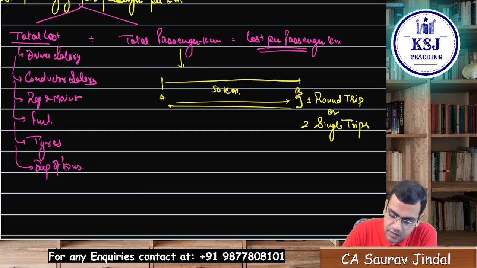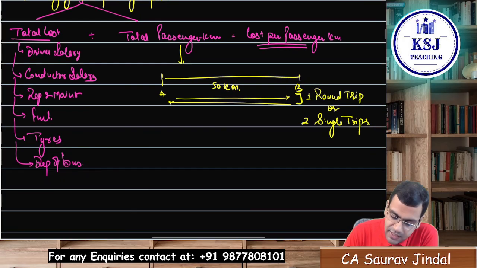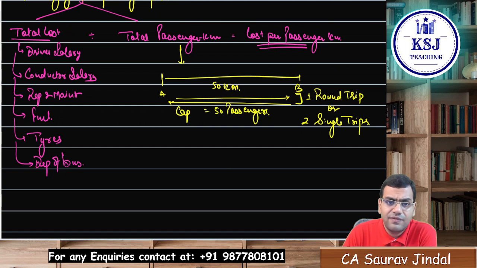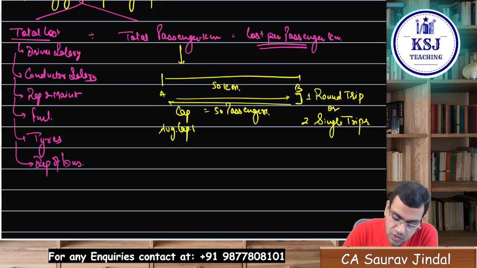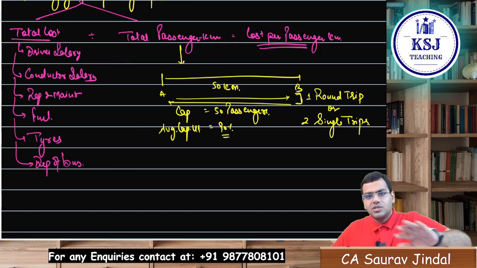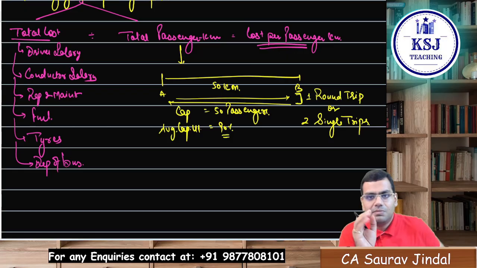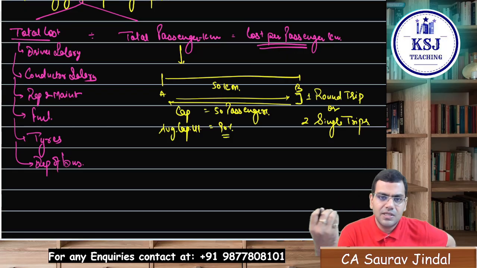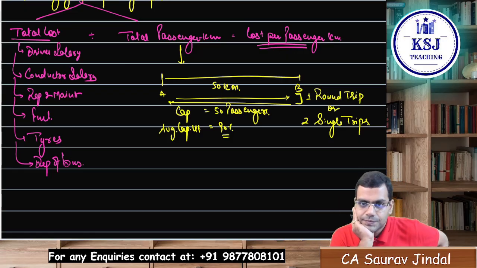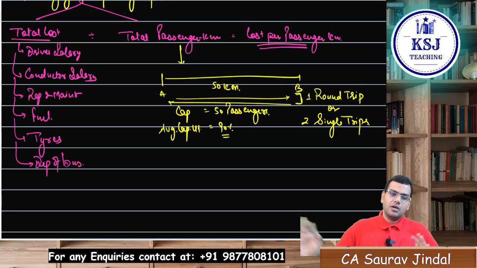The next thing: the capacity of the bus is 50 passengers. But it is not necessary that all the time 50 passengers are there. The average capacity utilized is 90%. That means normally 90% of the bus is full, and the remaining 10% of seats are empty, whether going from A to B or B to A.